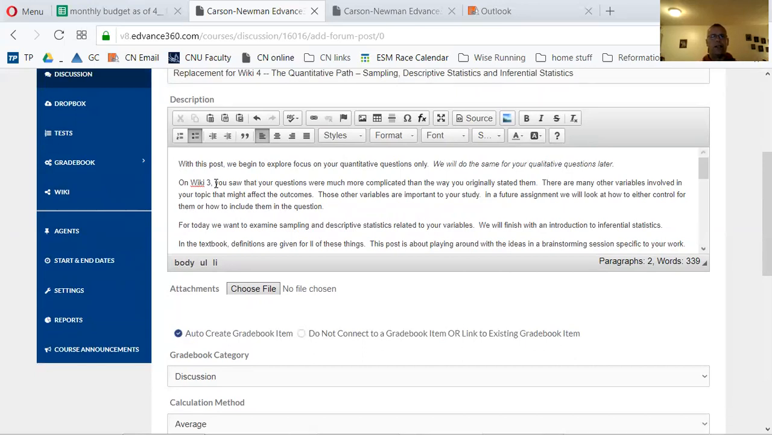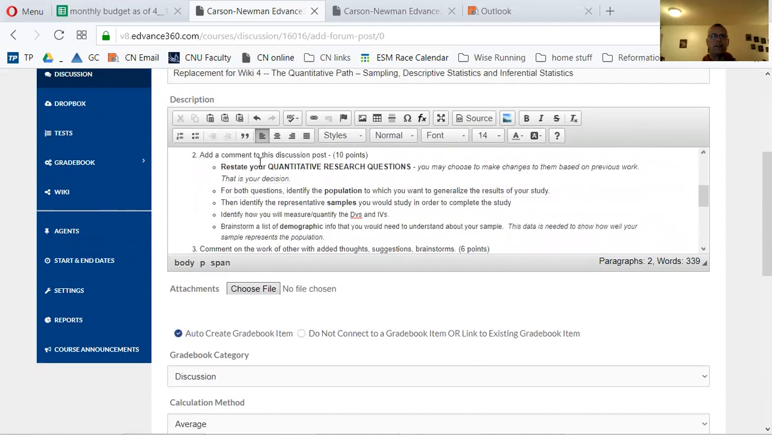So when you start this post, which requires you to restate your quantitative research questions, you can leave them the way they are last time you wrote them, or you can tweak them based on the way things are going and what you think is more important and what things you think you may need to add in to make it important and interesting. So that's the first thing.